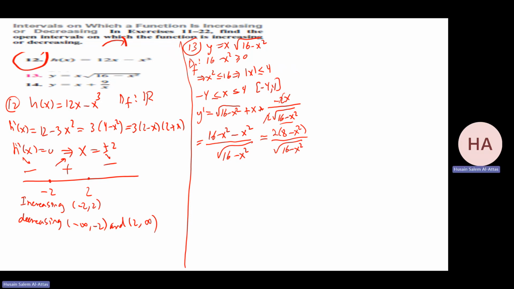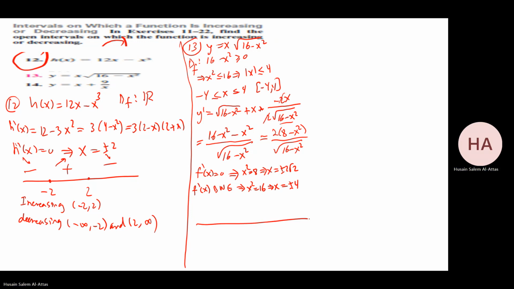Okay. So f prime equals 0. So I have x squared equals 8. So I have x equals plus or minus 2 square root of 2. And f prime does not exist implies x squared equals 16. So I have x equals plus or minus 4. So this is what I will include, starting from minus 4 to 4. And I have here minus 2 square root of 2 and 2 square root of 2.